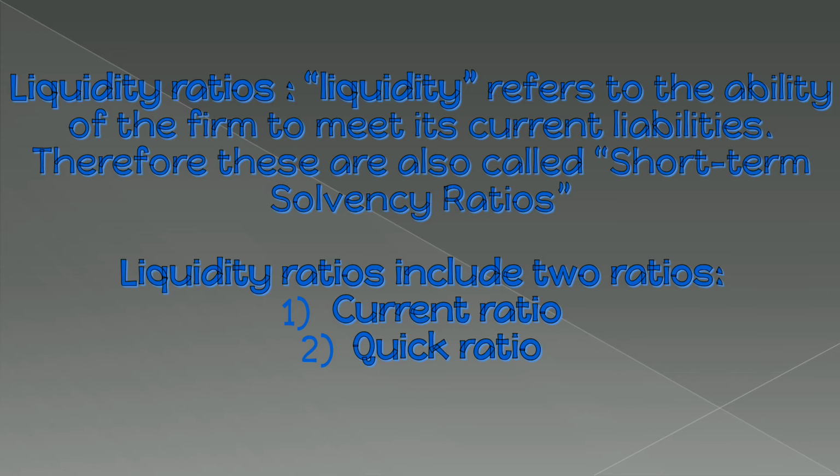So liabilities which will be paid off or settled within 12 months, within a year, are known as current liabilities. So can the current liabilities be paid or not? Whether the firm has the capacity to pay its current liabilities or not, that we are going to check using this liquidity ratio, and that is the meaning of the word liquidity. Is it clear?